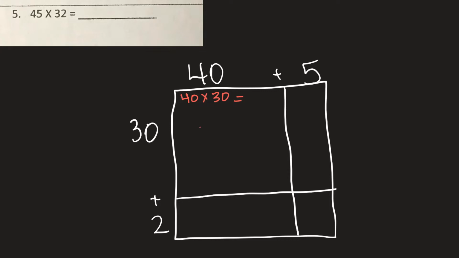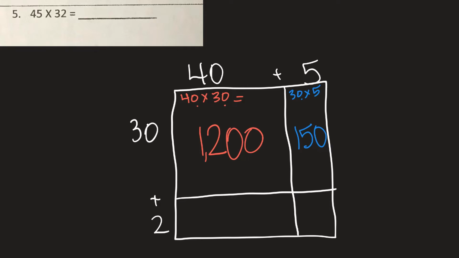Okay, so then in this first square, we're going to do 40 times 30. And 4 times 3 is 12. And then there's 2 zeros, so I'm going to put those on. So I have 1,200 there. In the next square, I'm going to do 30 times 5. So 3 times 5 is 15. So 30 times 5, put that 0 on, is 150.